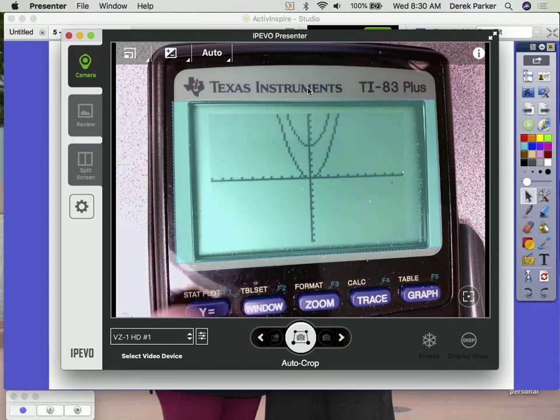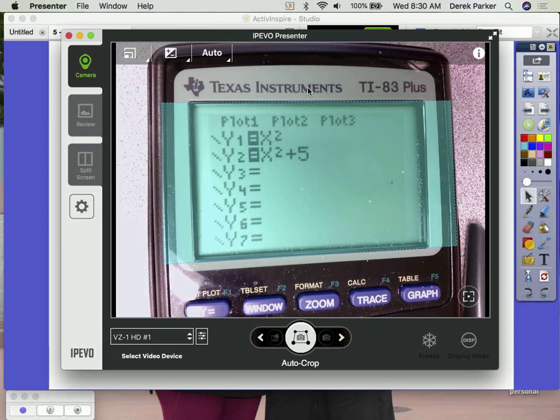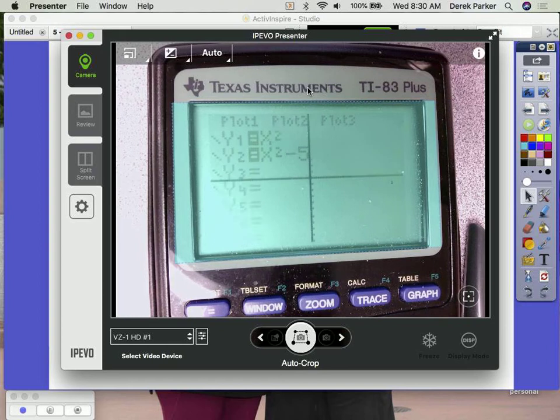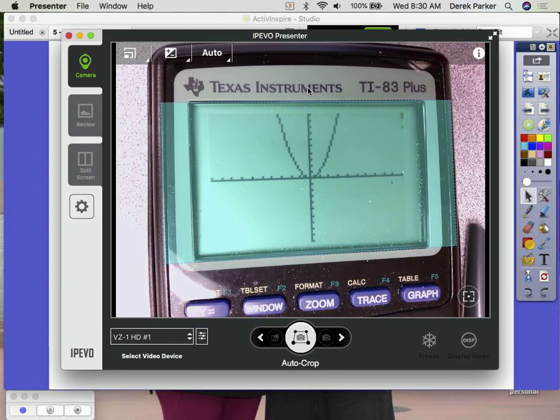Now, if I add, what do you think happens when I subtract? So let's subtract 5. As you can tell, when you subtract, it slides down. And this is if you are subtracting or adding to the x squared. You're going up or down on the y-axis.